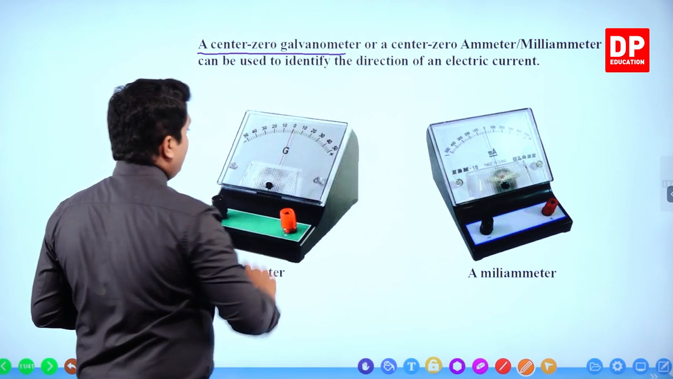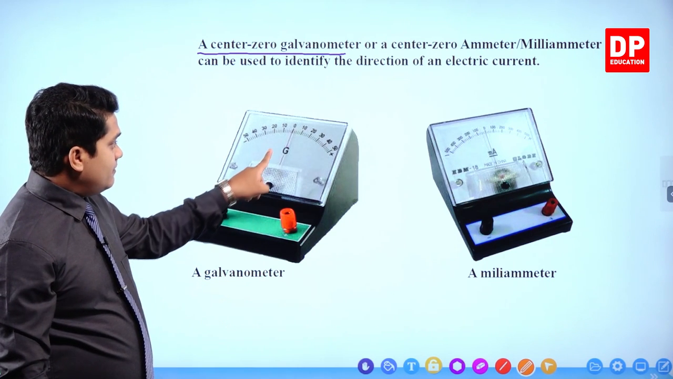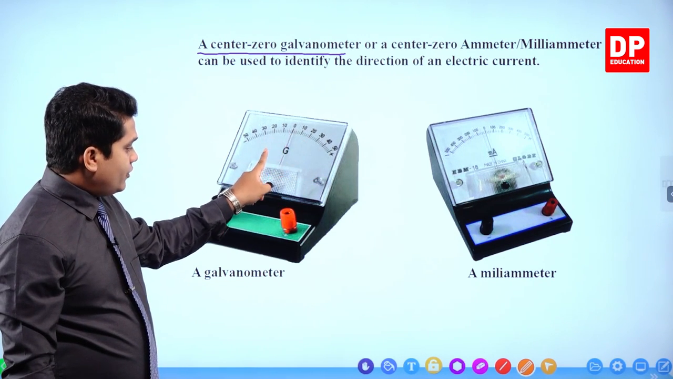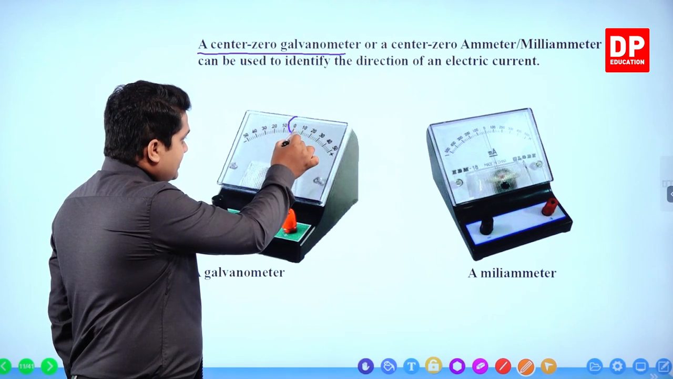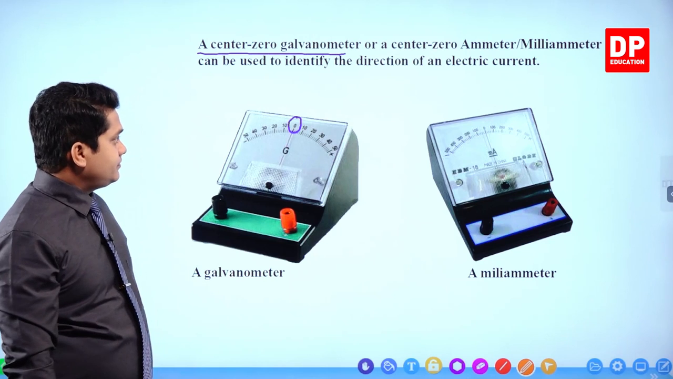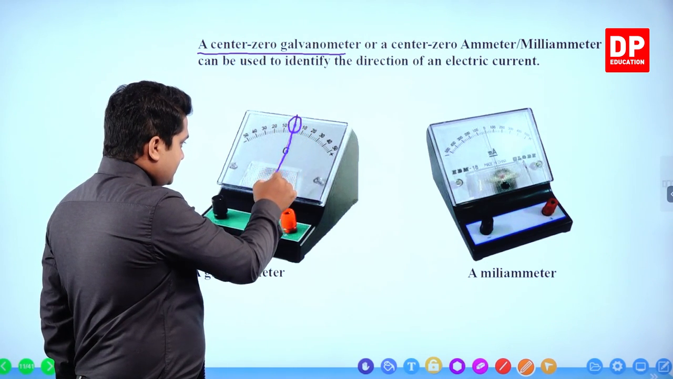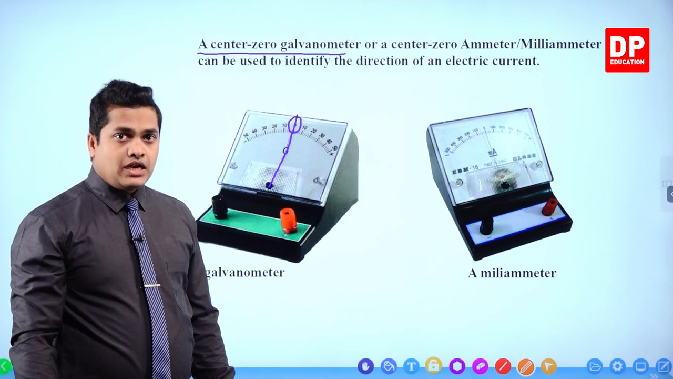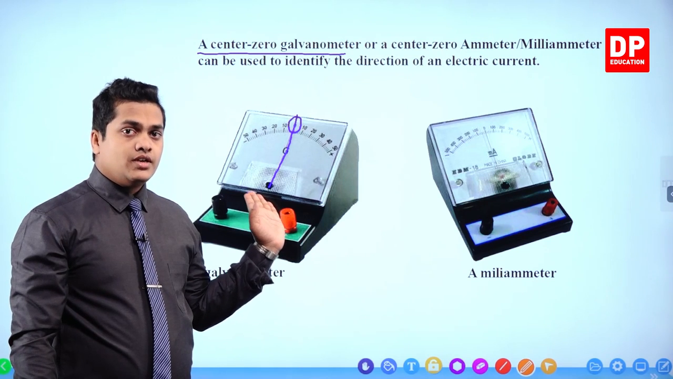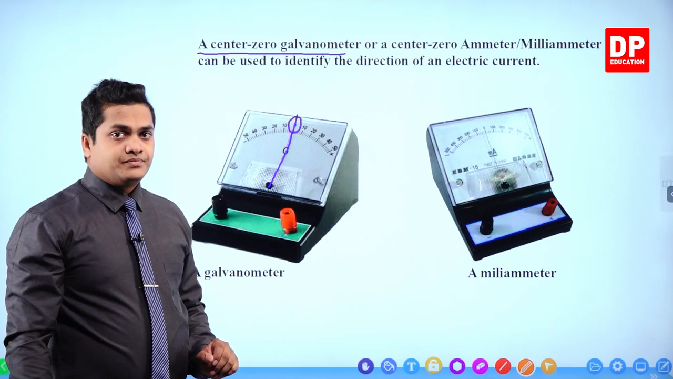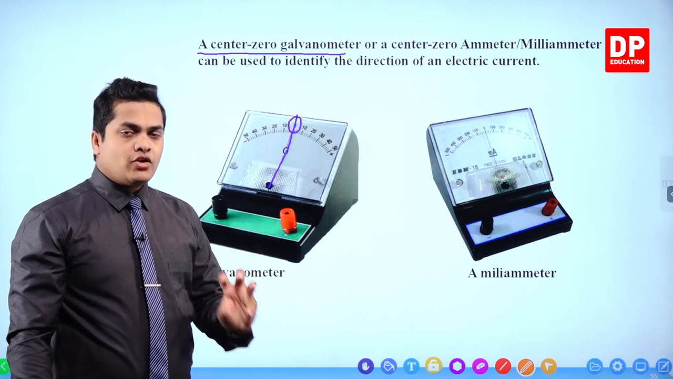Center zero galvanometer. Center zero means, as you can observe in this galvanometer, the zero is exactly at the middle of the scale on the galvanometer. So that's why it is referred to as the center zero galvanometer.